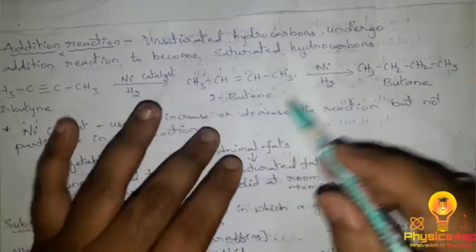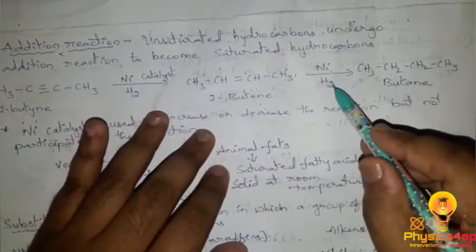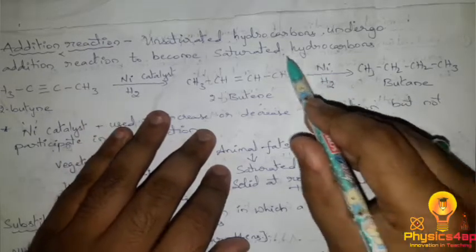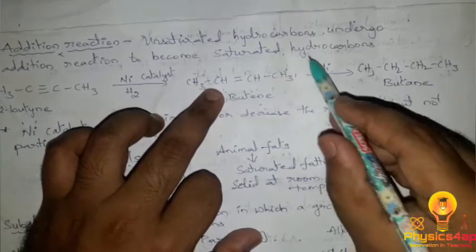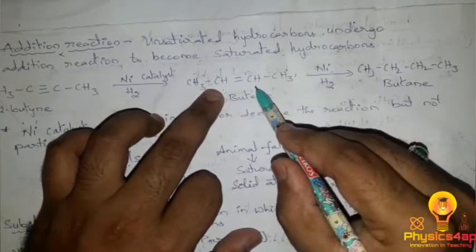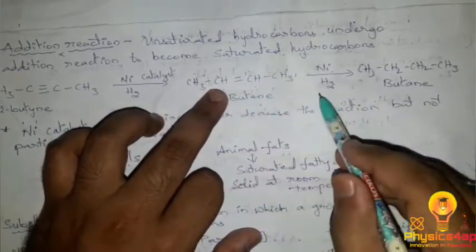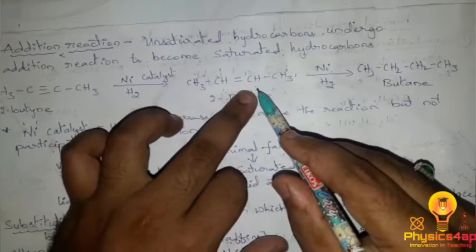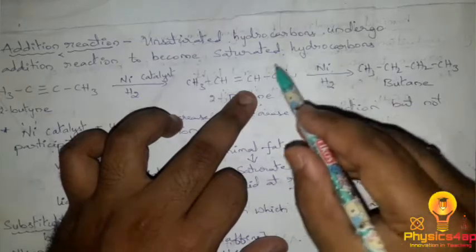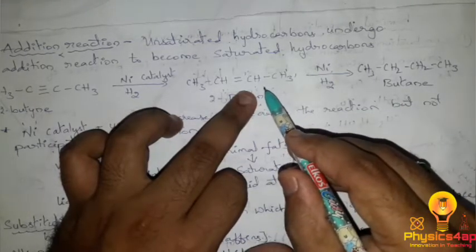Now again further, in the presence of nickel catalyst, when you add hydrogen, one hydrogen atom gets combined with this carbon atom and another hydrogen atom gets combined with this carbon atom. So already we have H here. When another H adds, it becomes two hydrogens. The same also here. Already we have H. When another hydrogen atom combines, we get 2H here.